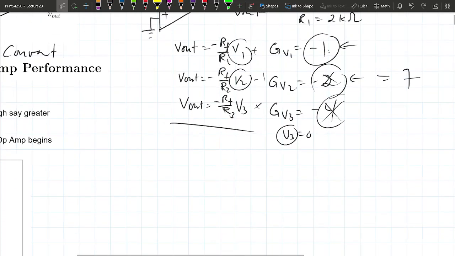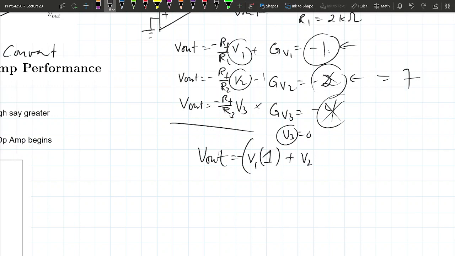So the resultant thing is you're going to get whatever input 1 is times a gain of 1, plus whatever input 2 is times a gain of 2, plus whatever input 3 is times a gain of 4. All of that gets negated because of the inverting amplifier part. So it adds V1, V2, V3 together for you, but with a coefficient that you can determine by changing what RF and R1 and R2 and R3 are.